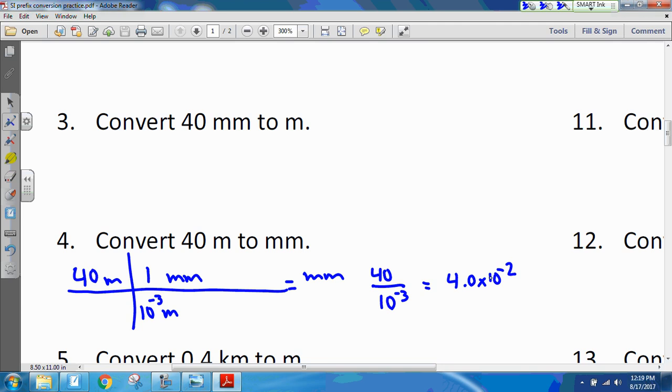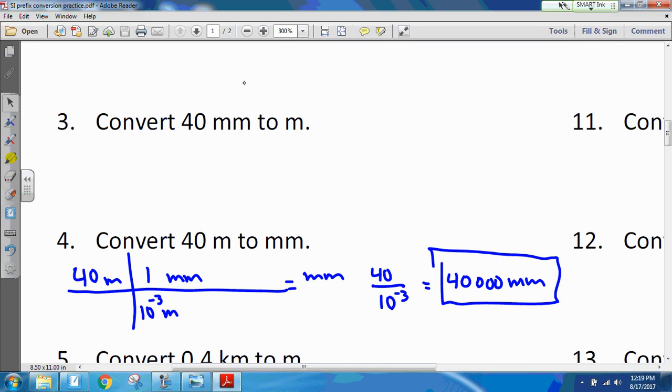Nope, I lied. I'm making all kinds of mistakes. This is what happens when I do stuff in my head instead of using a calculator. What I should get on my calculator is 40,000 and then millimeters. That's what you should get. This is why you have calculators. You don't have to rely on your brain to do it all. Even I make mistakes. So that's how we do those.